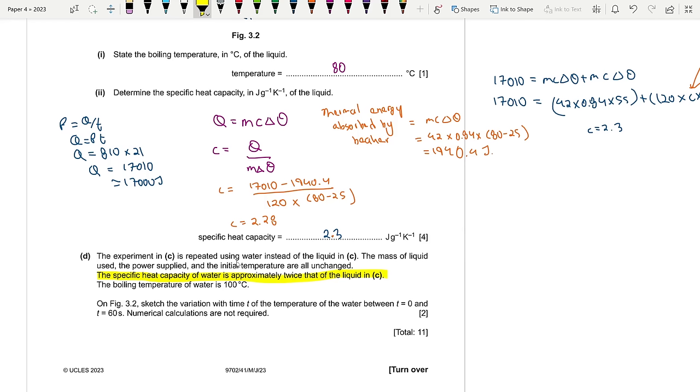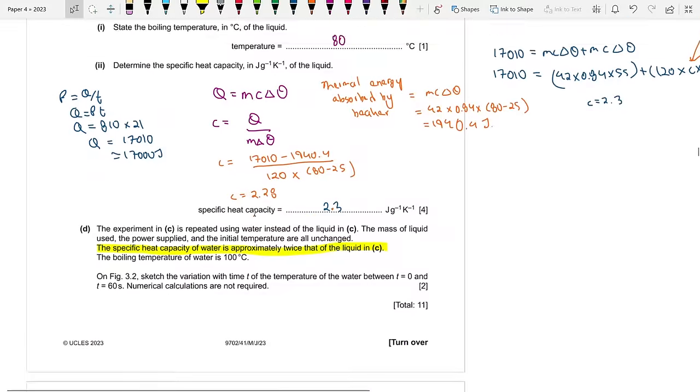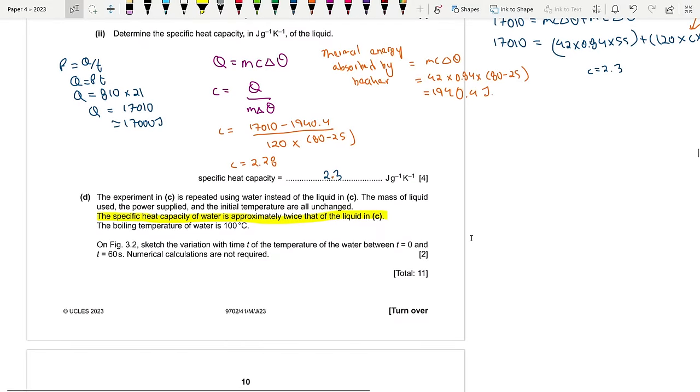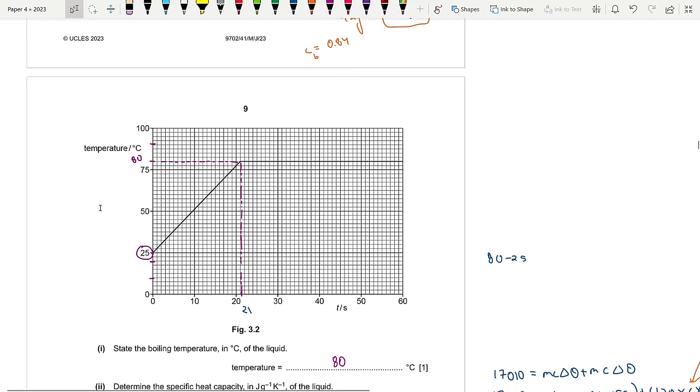Okay, so if you have a higher heat capacity, that means you require more heat. Higher heat capacity means more heat is required to increase the temperature. So, that actually leads to a flatter gradient. And flatter by how much exactly? Since it's twice, that means the gradient will become half, okay? So remember that greater heat capacity means more heat will be required. So more time will be required to produce that same thermal energy using the same power. And how much time? Approximately double, okay?